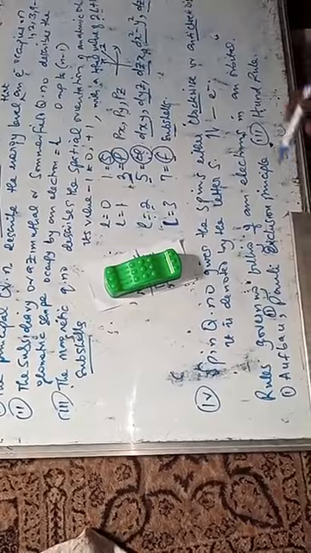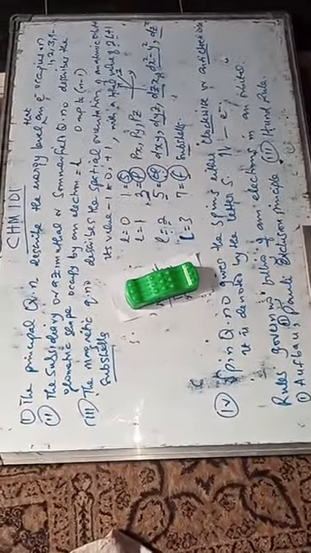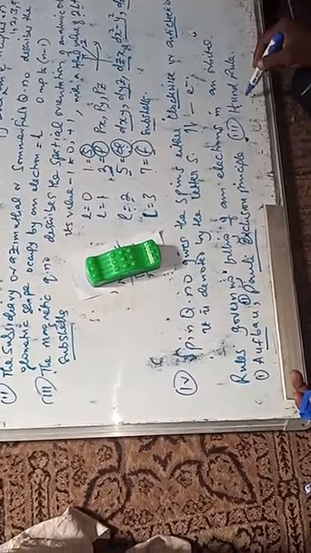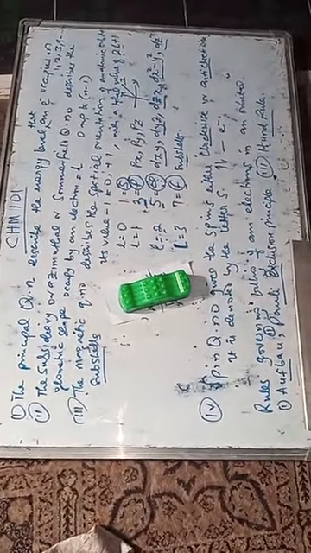Now we are going to look at the rules governing the filling of electrons in an orbital. A lot of people have worked in this direction. One of them is the Aufbau principle. The second one is the Pauli exclusion principle. The third one is Hund's rule. They will guide us on how we are going to enter these electrons into their respective orbitals.